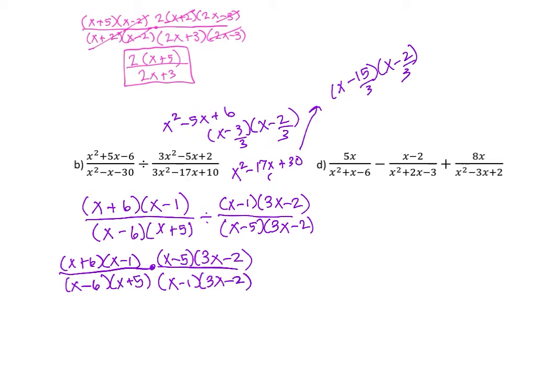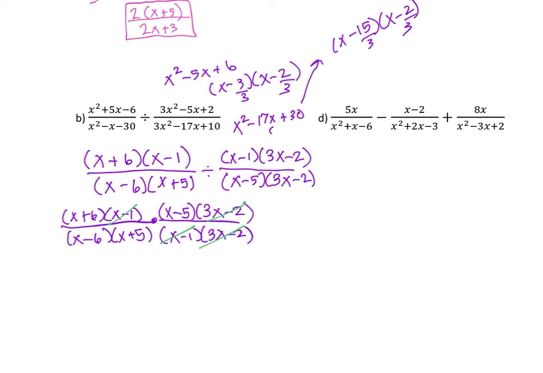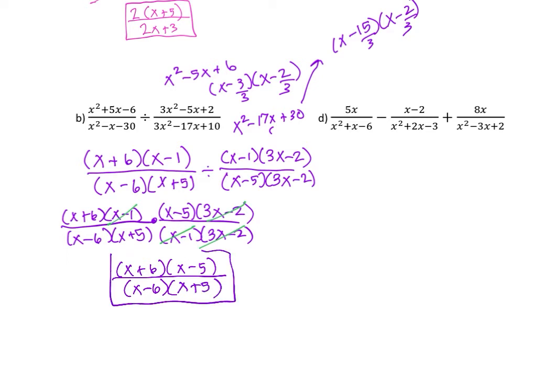Okay, and then we get to cancel any common factors. So here, the x minus 1s, the 3x minus 2s, and that looks like that is it. So we have x plus 6, x minus 5, x minus 6, x plus 5. And those are unique factors from each other, so we can't do any more canceling.